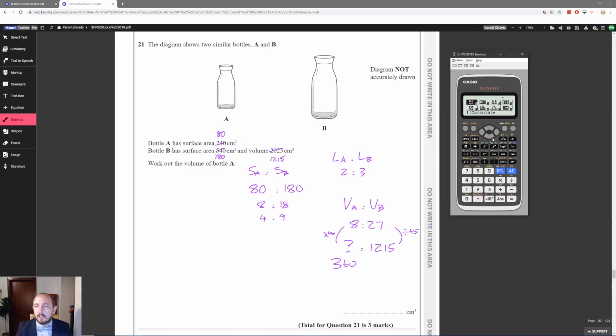If you want to use the ratio function on your calculator, then it has that one. We will be using number 1 here, 8 to 27. We don't know what x is, but we know that 1215 for the second one, and we get x equals 360.